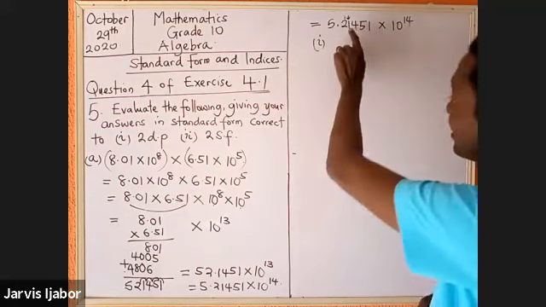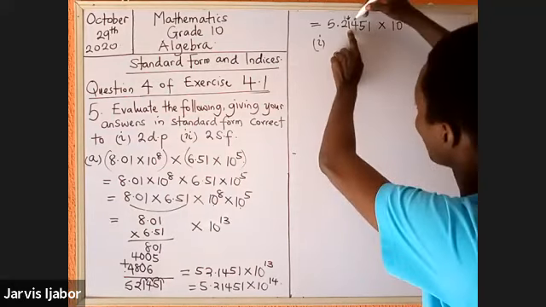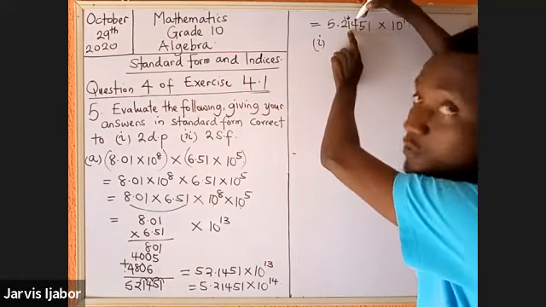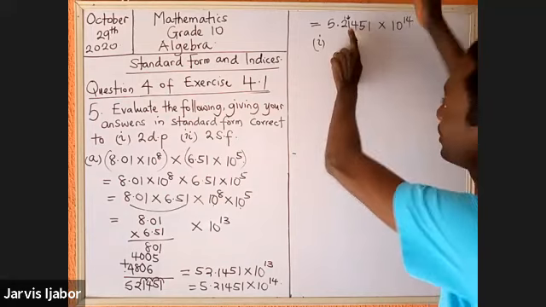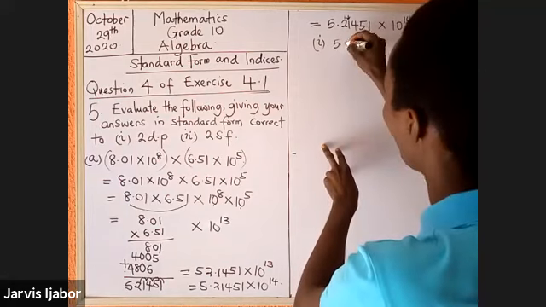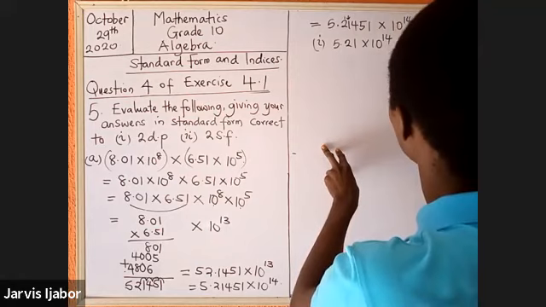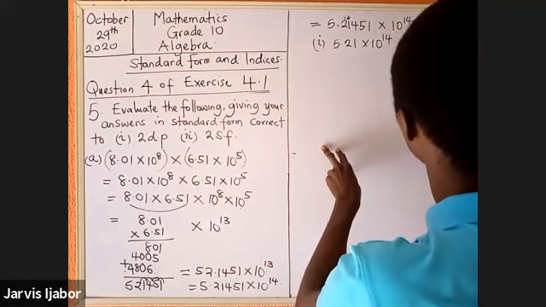Now, we look at the digit of interest and the digit causing the approximation. The digit causing the approximation is not up to 5, so we can neglect all of this. And the answer becomes 5.21 times 10 raised to the power of 14. That is to 2 dp.